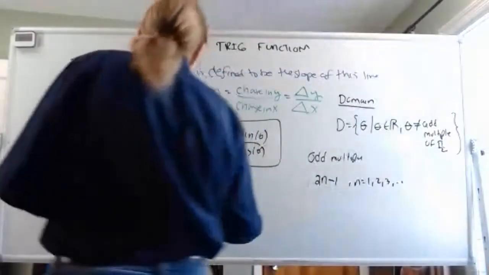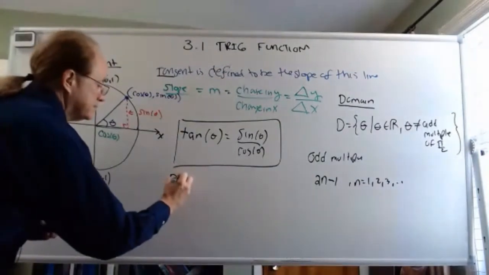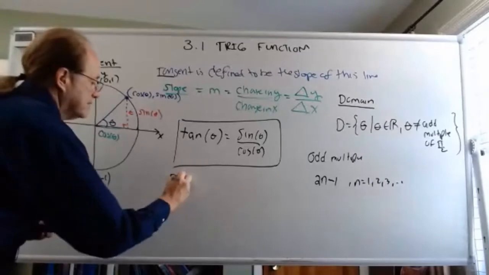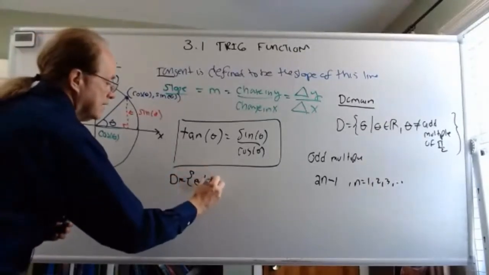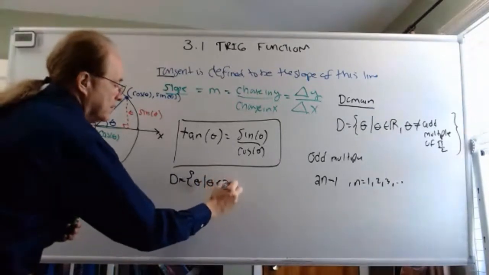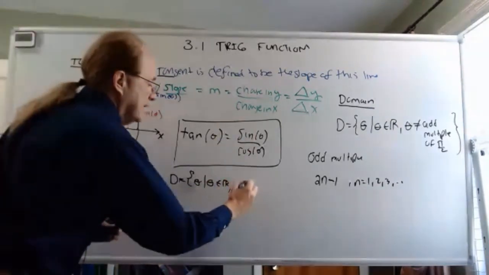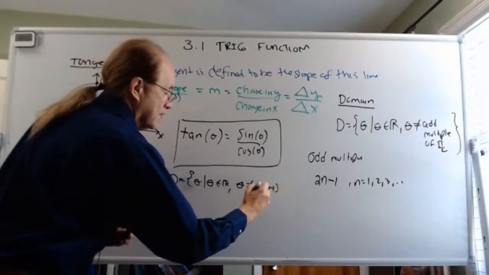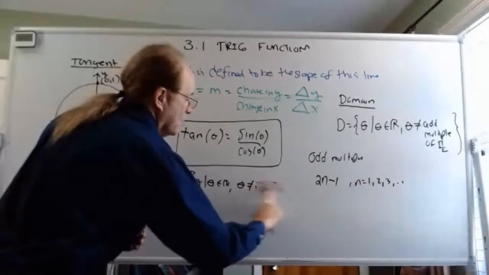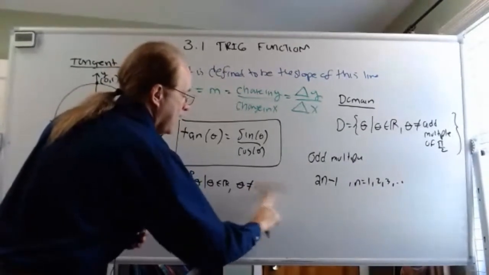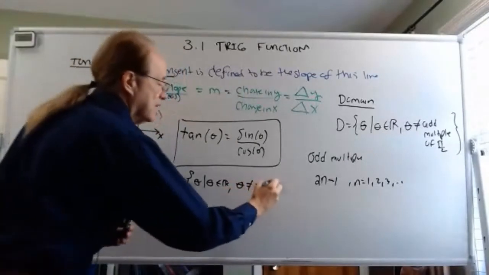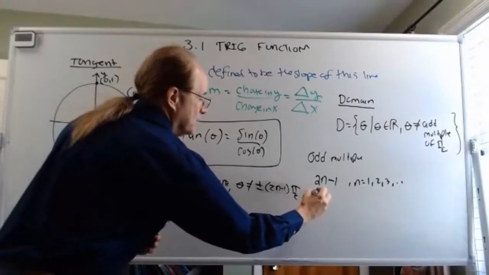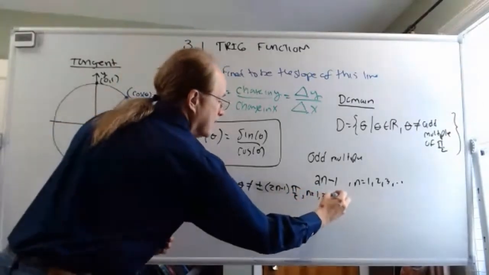So over here, my domain of my tangent, I'm going to just write D, is equal to the set of all elements theta, such that, again, theta is a real number, but it has restrictions. Theta cannot equal 2n minus 1. I'm going to put plus or minus, because I could go around counterclockwise when it's positive, or clockwise if it's negative. So it's (2n minus 1) pi over 2, where n equals 1, 2, 3, etc.